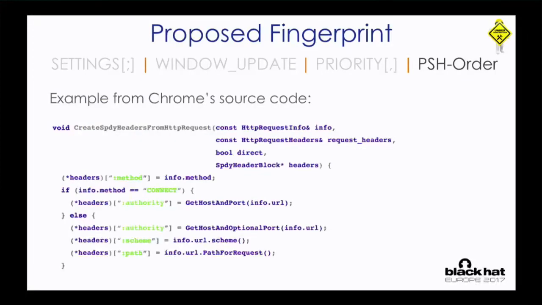Looking into Chrome source code actually validates the assumption that this is consistent. The structure in which the pseudo headers are sent is a constant, and it would not change for Chrome.